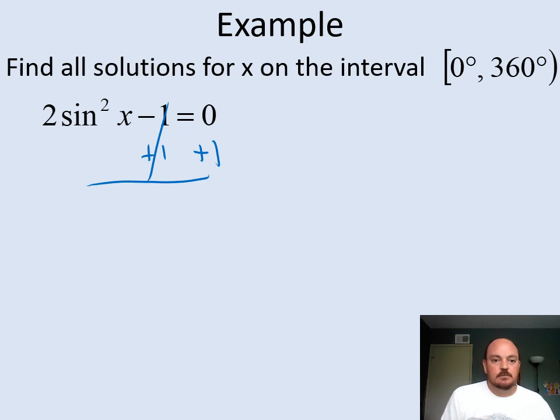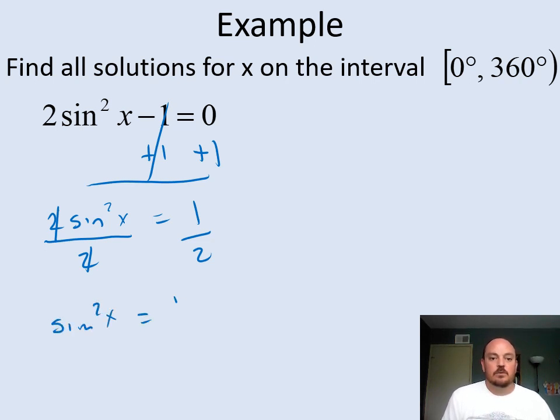And I get 2 sine squared x equals 1. The next thing I want to do is divide that 2 out of there to cancel that. And I get sine squared x equals 1/2. Now, the last thing I want to do is cancel out that squared by taking square roots of both sides.